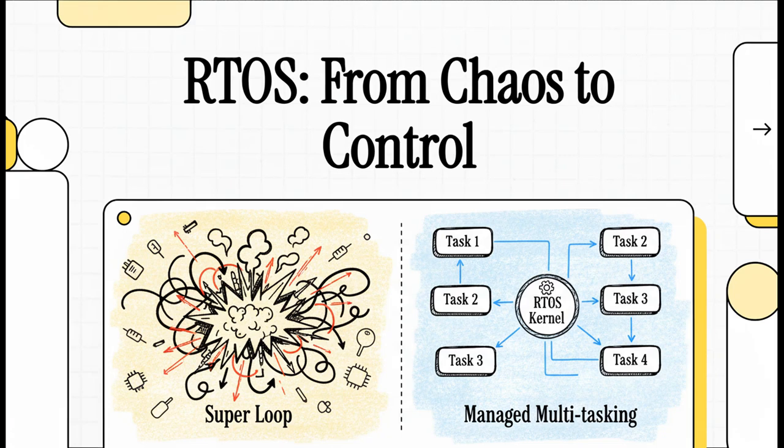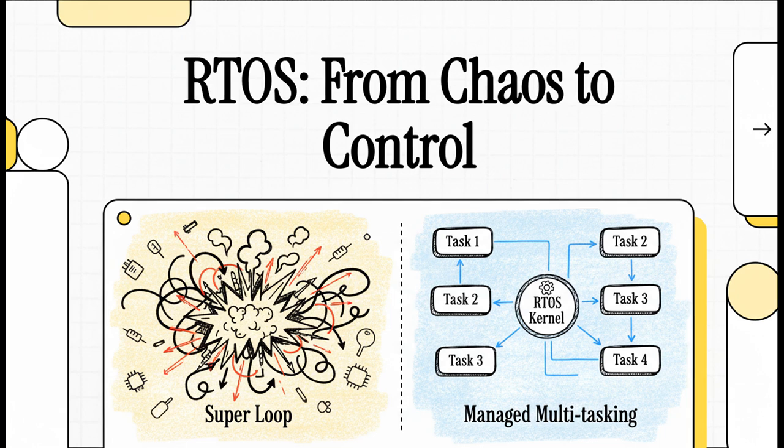If you've ever worked on a complex embedded system, you know the feeling, right? Your code starts out simple, a nice clean loop. But before you know it, it's this tangled mess of flags, interrupts, and weird timing bugs. It's just chaos. But what if there was a better way? A way to bring real order and control to all that complexity?